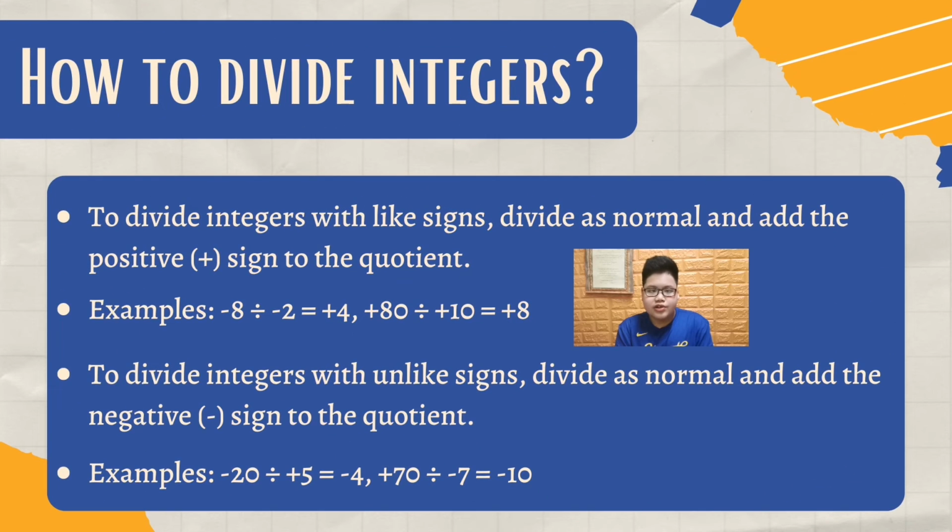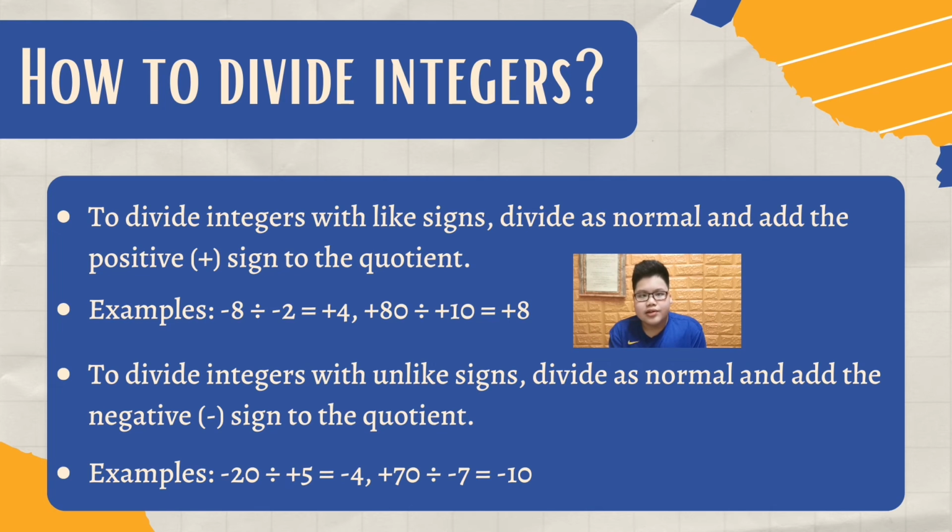To divide integers with like signs, divide them normally, and make the quotient sign positive. Examples: -8 divided by -2 equals +4, and +80 divided by +10 equals +8.